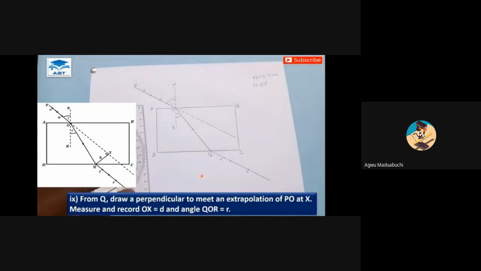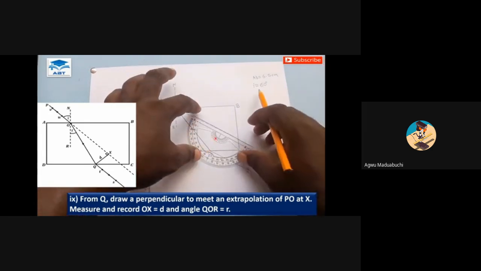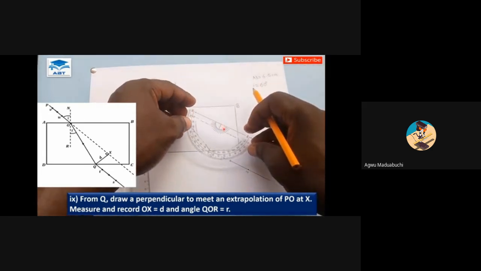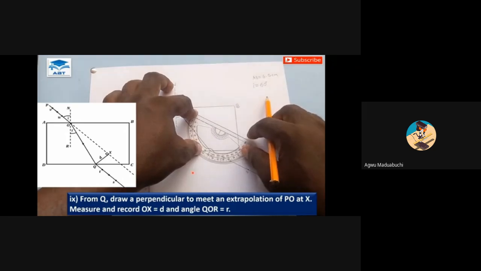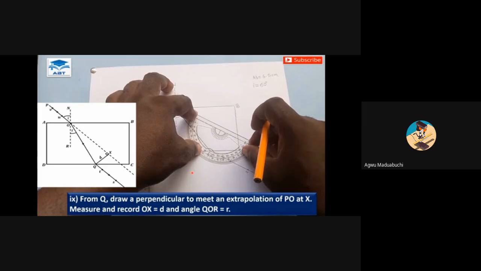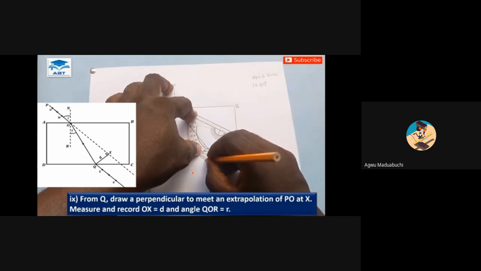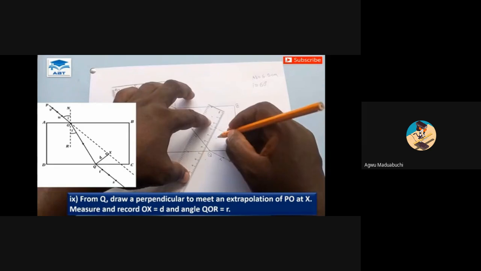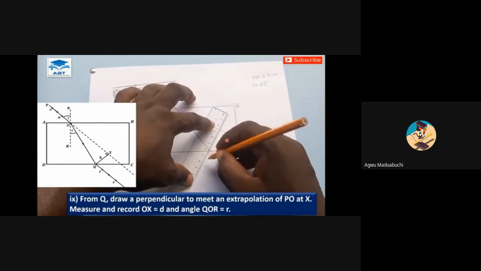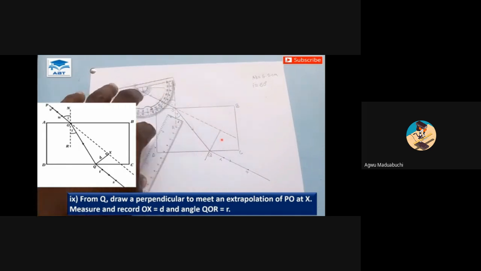Did you pick that? Yes. Good. So what do we call QS? QS is called what? Is it OS or QS? QS. He has covered it, but pay attention to what you want to measure now. But can you see S? Can you see QS now? Yes, I can see. So what do we call that line? Angle of deviation. That's the emergent ray. QS is the emergent ray.